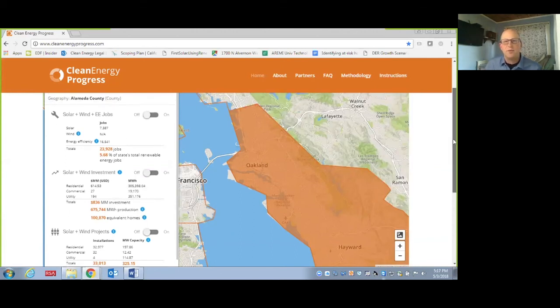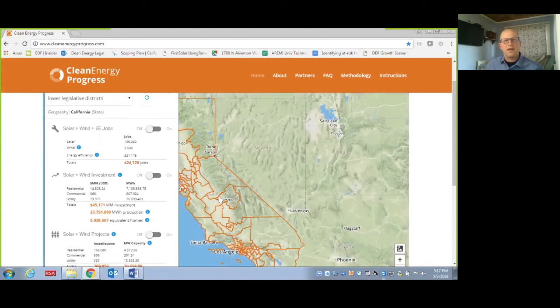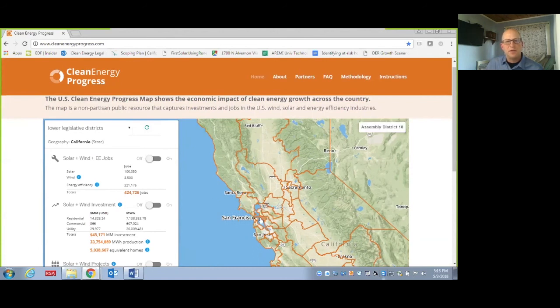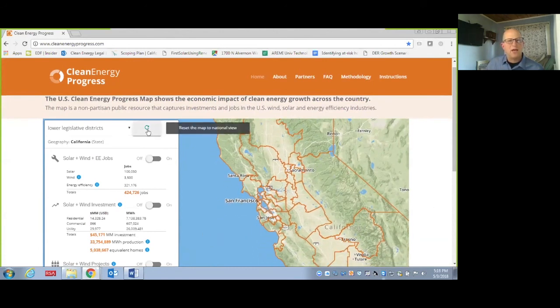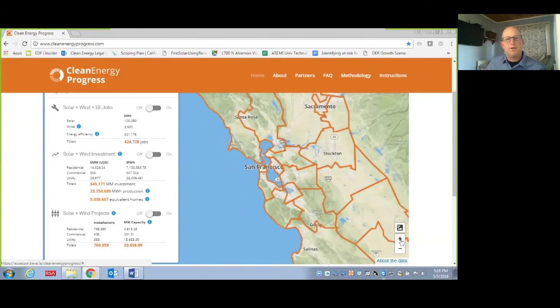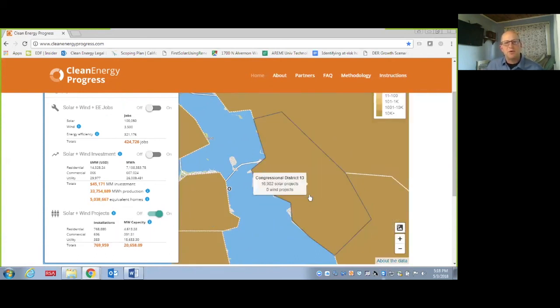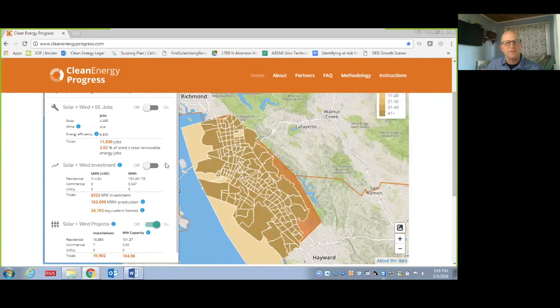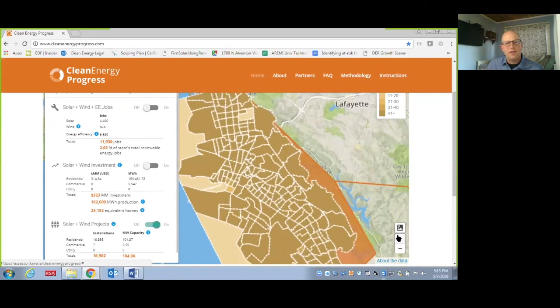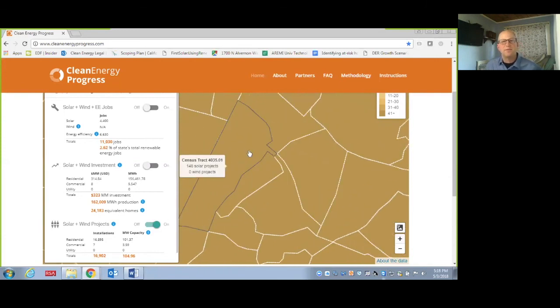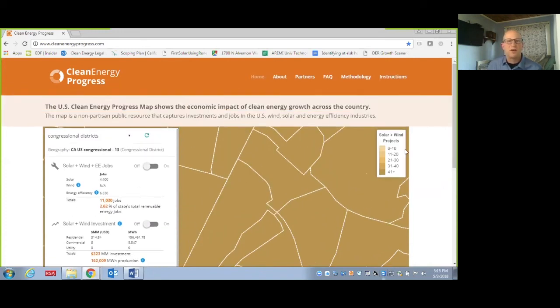And if I wanted to understand employment and jobs and projects, I could toggle back to the state lower legislative district level to get more precise. Or better yet, why don't I go back to my community and understand what's happening with wind and solar projects at a much more detailed level, all the way down to the census tract. I can tell you I live in this census tract, and that there are 148 solar projects in my neighborhood on my census tract. Okay, so enough about California.